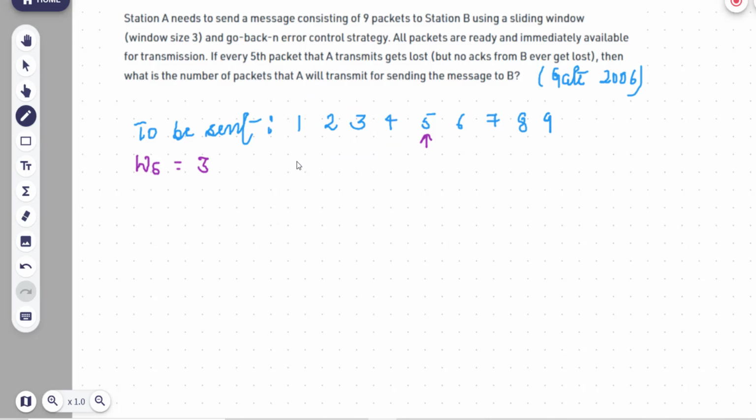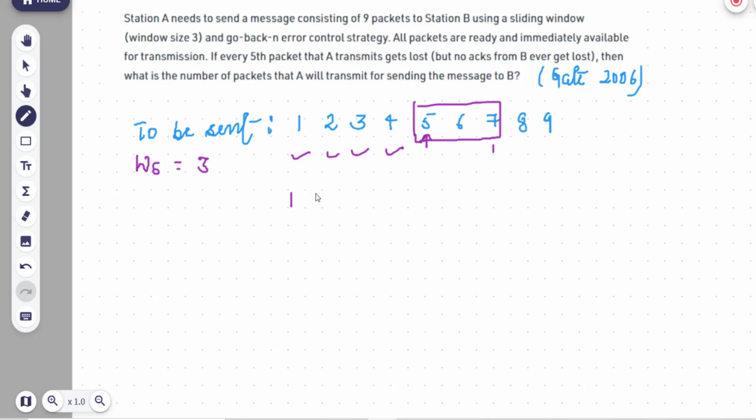We sent the first packet, we received the acknowledgement for the first packet. Then we sent the second packet, acknowledgement also received, window is at 3, 4, 5. The acknowledgement for the third also received, the window shifts to 4, 5, 6. Acknowledgement of the fourth is received, window is at 5th, 6th and 7th. As soon as the window is at 5th, 6th, 7th, the 5th, 6th and 7th packets are all sent.